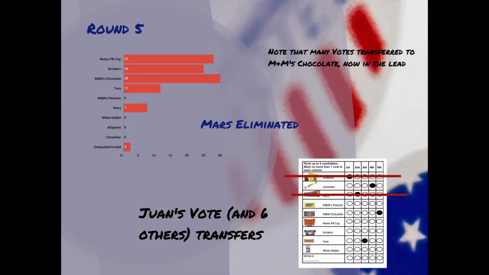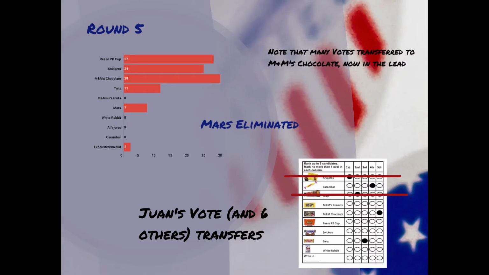We now have 2 exhausted or invalid votes, Shannon and our original invalid vote, and the candidate that has the lowest number of votes is now Mars. But before looking at this, look at what happened in the top votes. Chocolate M&Ms is now in the lead. It kind of makes sense. People who like peanut M&Ms do like chocolate M&Ms, so chocolate M&Ms got a lot of transfers from peanut M&Ms. So at this point, 1 vote and others transfer.